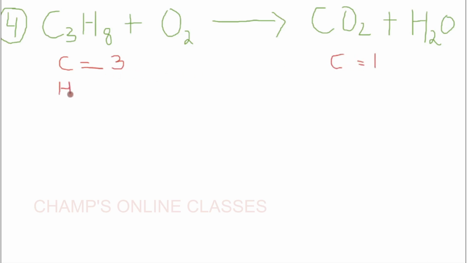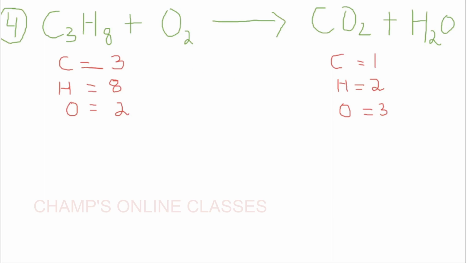Now hydrogen, there's 8 hydrogen. There's 2 hydrogen on the product side. Oxygen, there's 2 oxygen. Like 2, there's nothing, so it means 1, 2 into 1, 1. On this side, there's 2 in this CO2 and there's 1 in this H2O. So 2 plus 1, 3. So in this equation, we can see nothing is balanced. We have to balance each and every term.